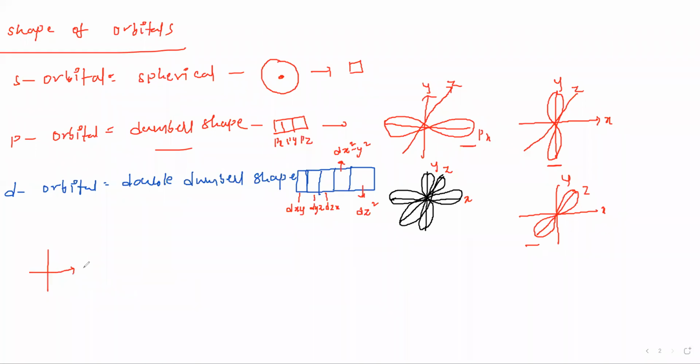Here this is x-axis and y-axis. So this one is dxy. So the orbitals are lying between the axis here. This is dxy. And next to dyz. These are dyz. And next to dzx.